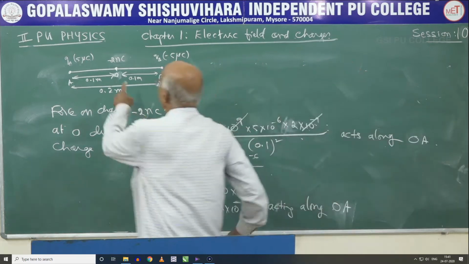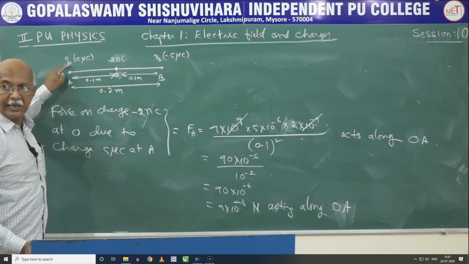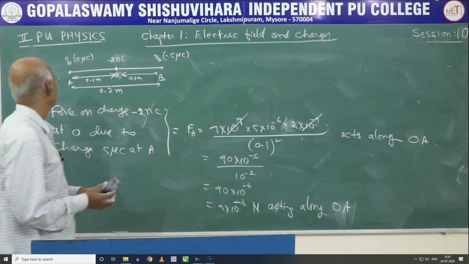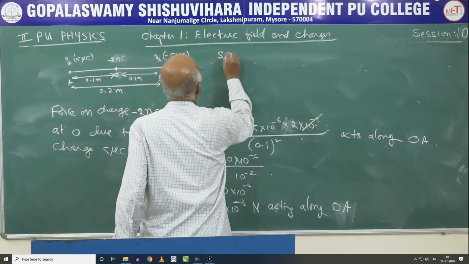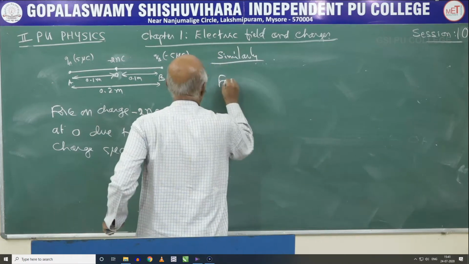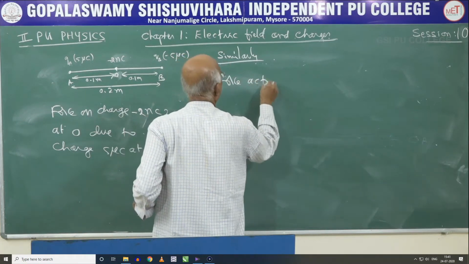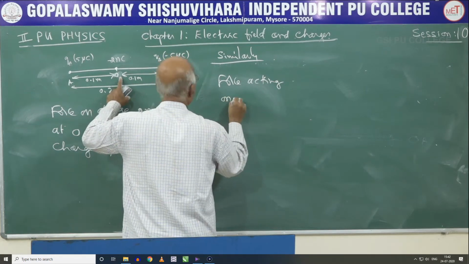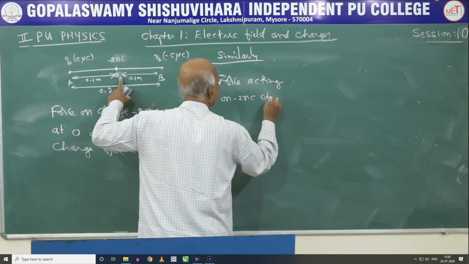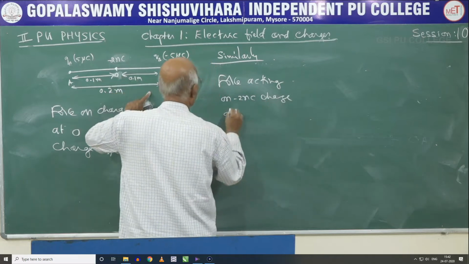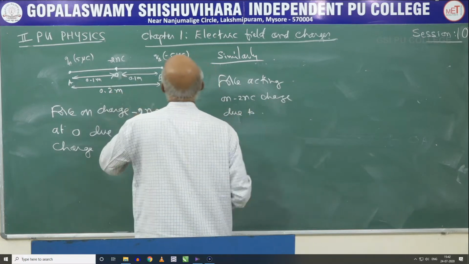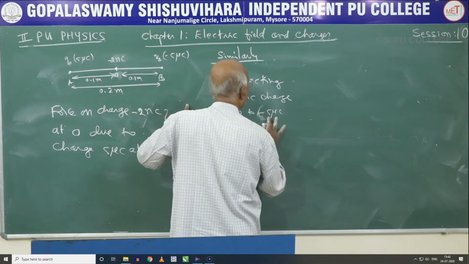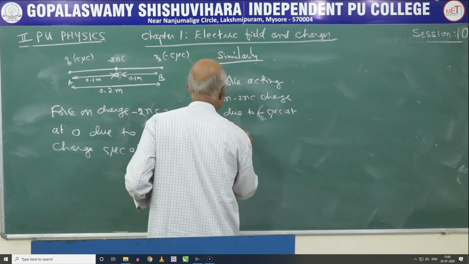acting along the minus 2 nC charge is attracted by this, acts along this direction, acts along ON. Similarly, if you calculate the force acting on minus 2 nC charge due to minus 5 microcoulomb at B.